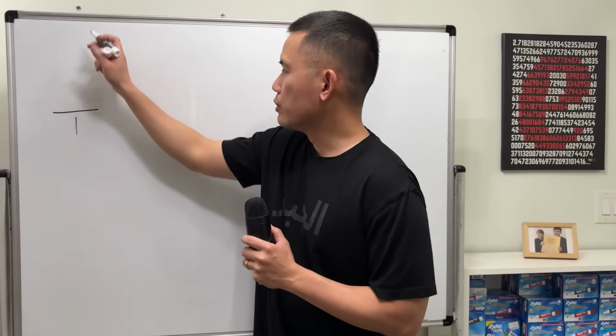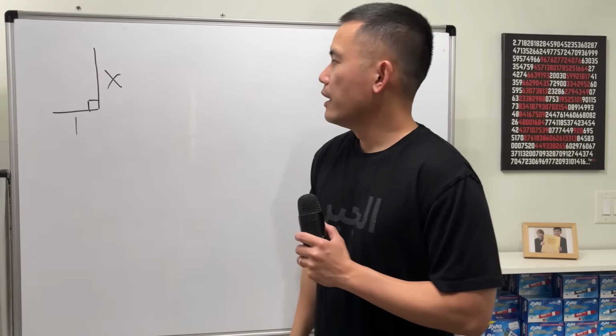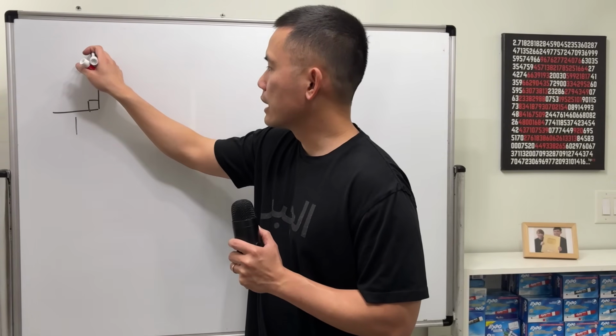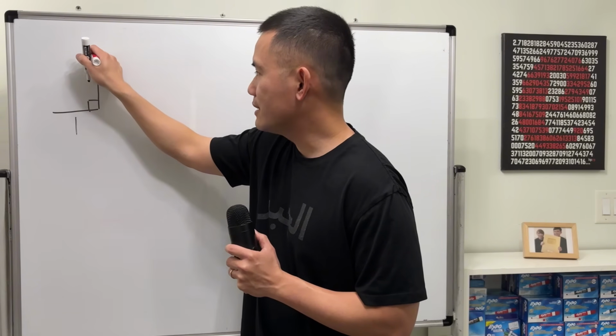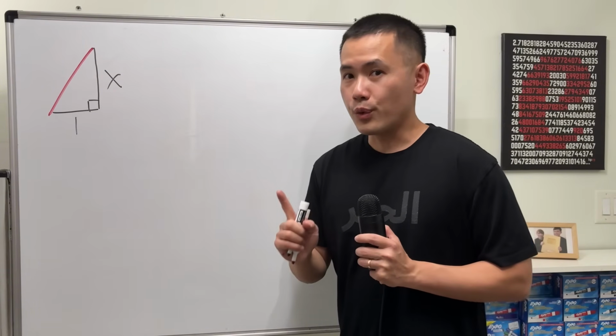And I'm going to make that into my second leg like this. So let's say here's x. Now, as I said, I want a right triangle. So I'm just going to connect the dots, connect the ends right here and here. Okay, here's the cool part.